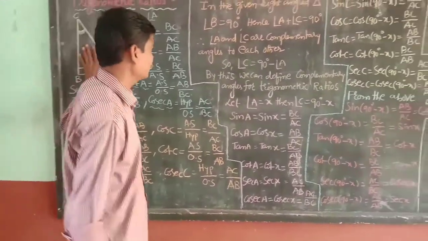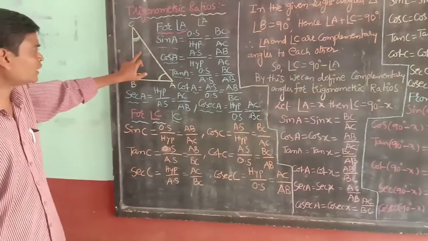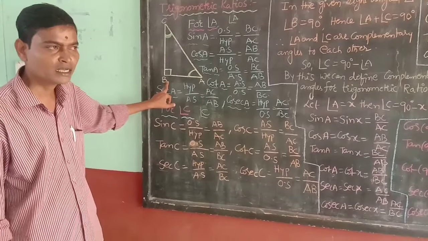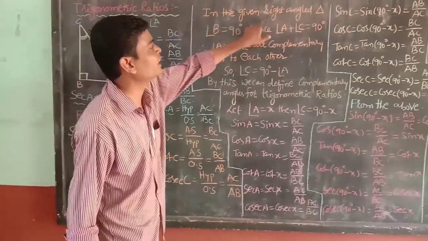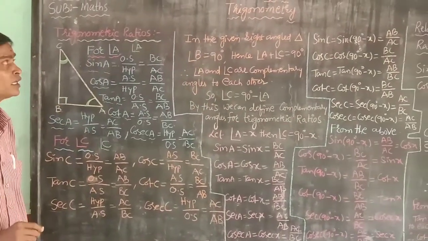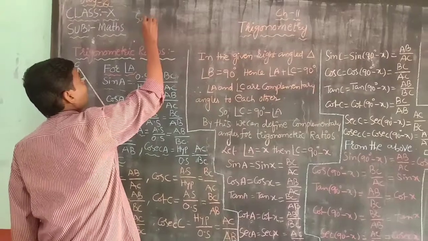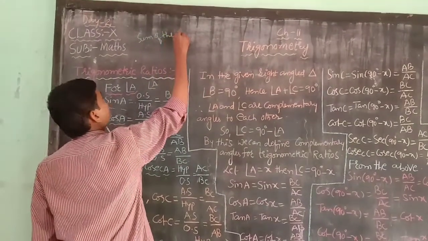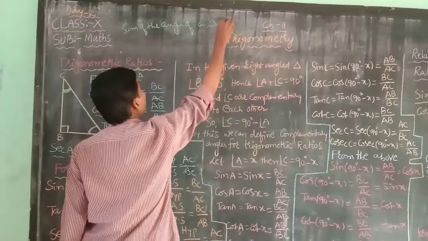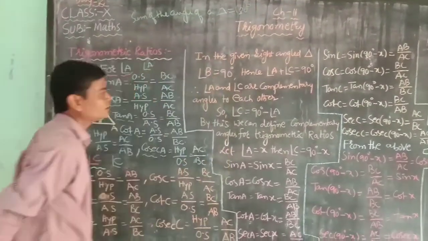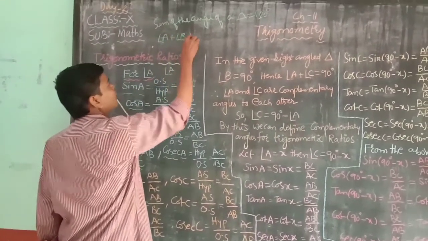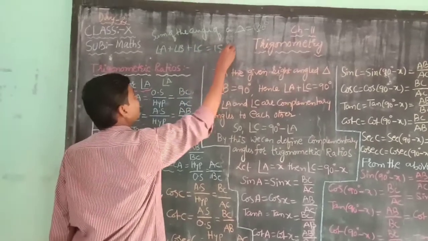Now let us come to the next part. Here we have considered that ABC is a right angle triangle which is right angled at B. So in the given right angle triangle, angle B is equal to 90 degrees. And we all know that the sum of the angles of a triangle is equal to 180 degrees. Therefore, can we write angle A plus angle B plus angle C is equal to 180 degrees.